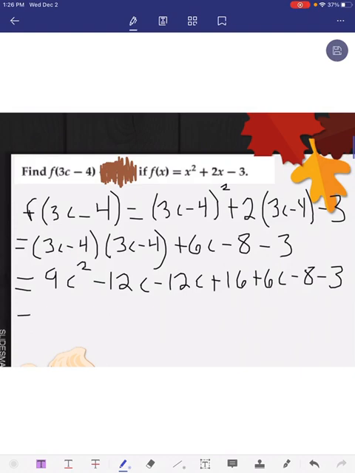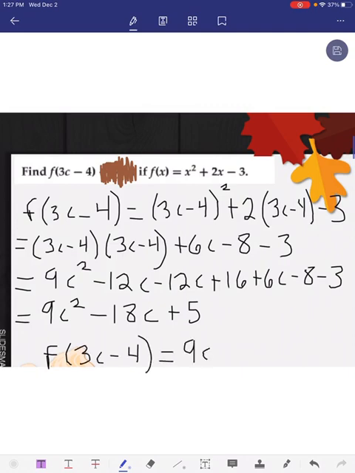So then we just want to combine all of our like terms. So my 9c squared is just by itself because it doesn't have anything in common. Then I have a negative 12c minus 12c, which is going to give us negative 24c. Then if we add 6c, that would give us negative 18c. Then we have 16 minus 8, which would give us 8. And then minus 3 is going to give us 5. So we would say that f of 3c minus 4 equals 9c squared minus 18c plus 5.